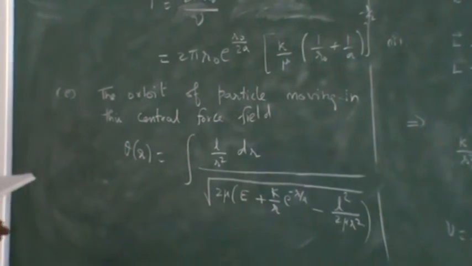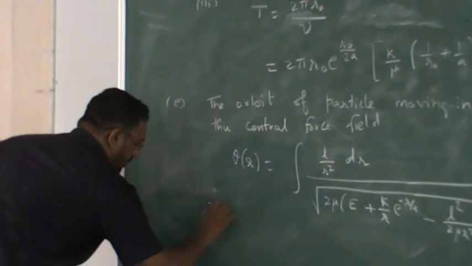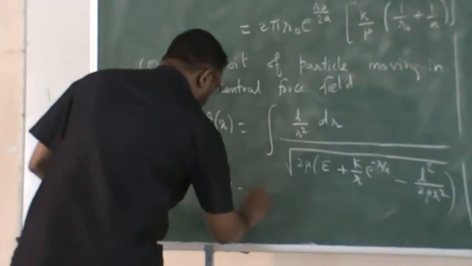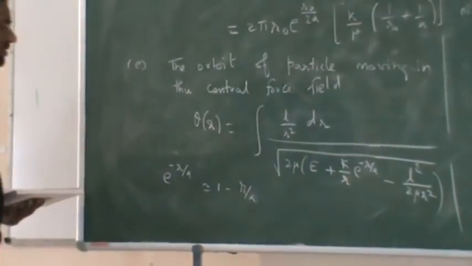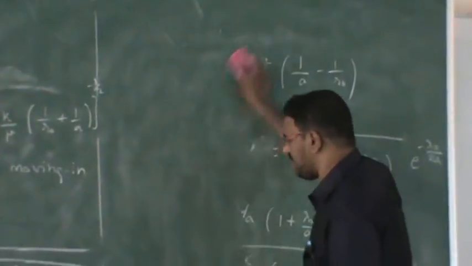The first order means, as he said, it's approximately equal to 1 minus r/a. That's all. If you substitute, you will get an expression like this. Those steps are simple, therefore I am saying.